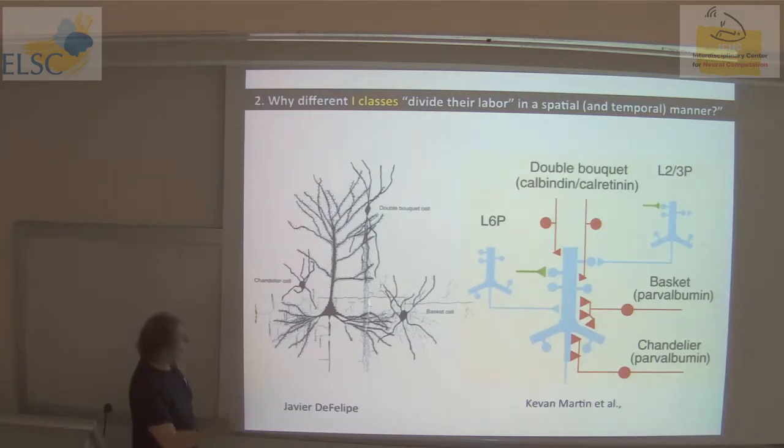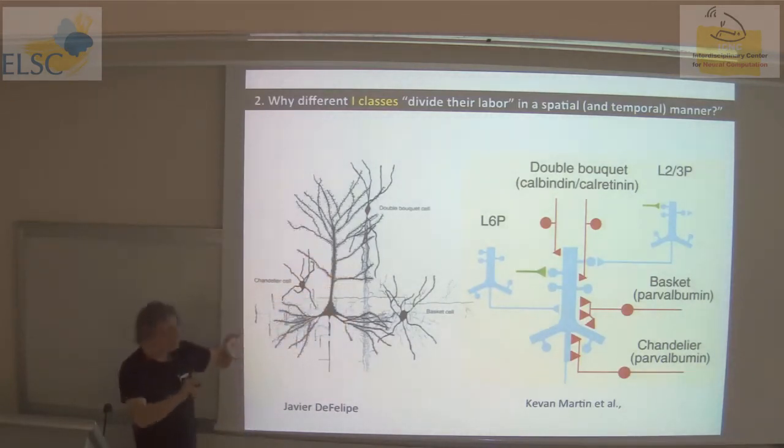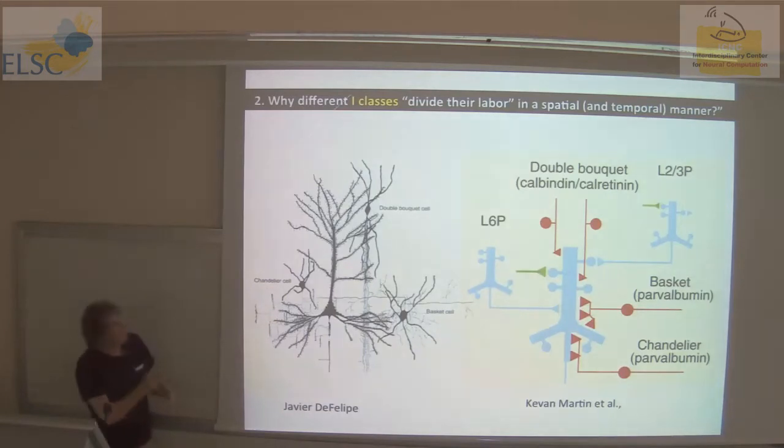The double bouquet you can see, you don't see the Martinotti tends to go there. So there are all these subtypes sharing the labor in some sense. Each one is targeting different subtrees. So that's my second question.